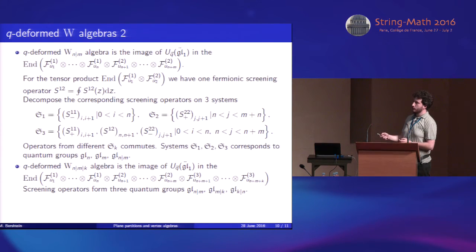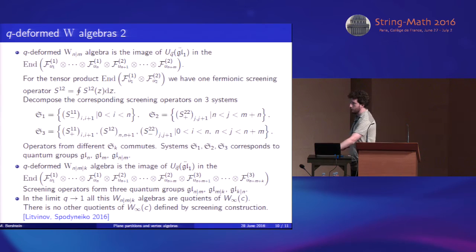Okay, here I used models of 2 types. Here I can use models of 3 types: a tensor product of n models of the first type, m models of the second type, and k models of the third type. Again, in terms of plane partitions, this will correspond to the forbidden box with coordinates n plus 1, m plus 1, k plus 1. And using the screening description, we can argue that the corresponding quantum groups are all supergroups with these parameters.